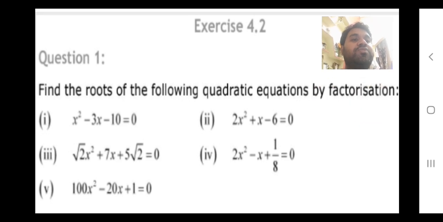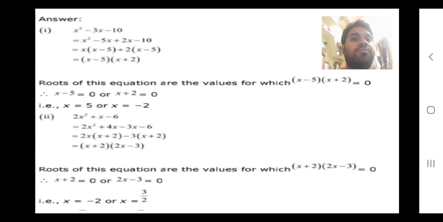Now let's move to the next exercise, that is 4.2. This is totally based on splitting the middle term, that is the factorization method. I have told you my method also, and some of you follow your own method, so that's your wish completely. That's not a problem at all. You just have to solve by your method or by my method.